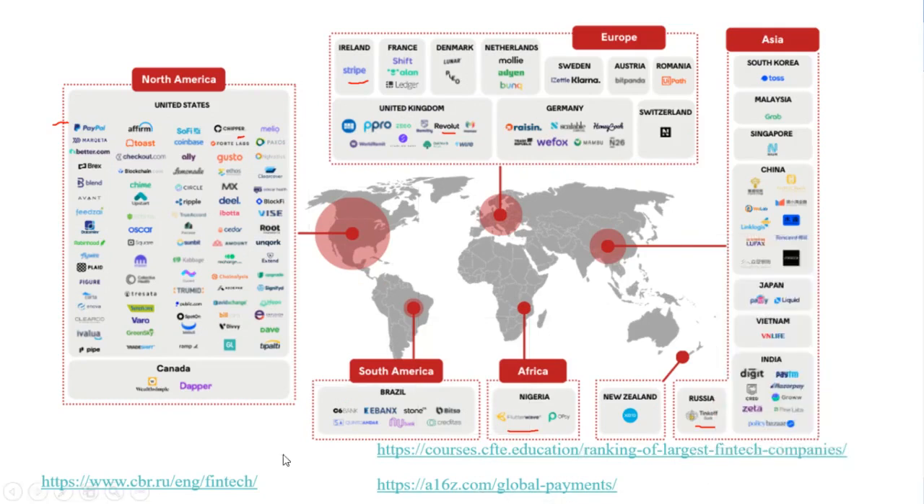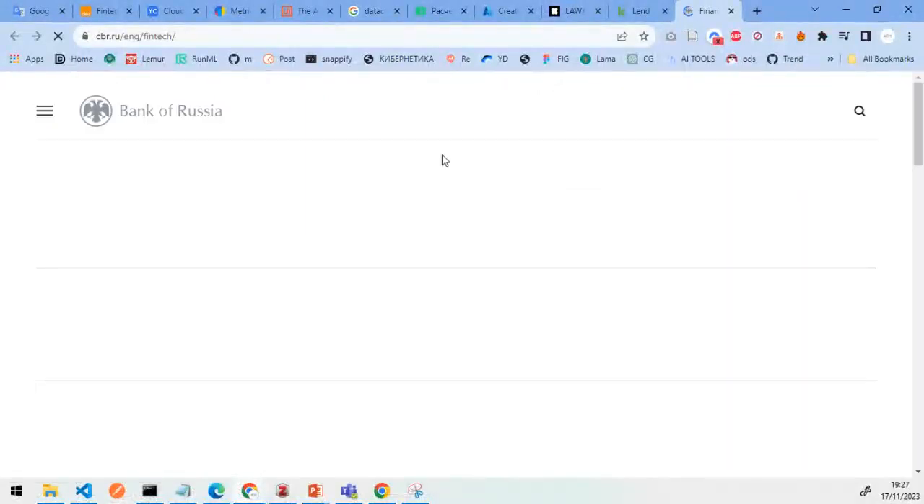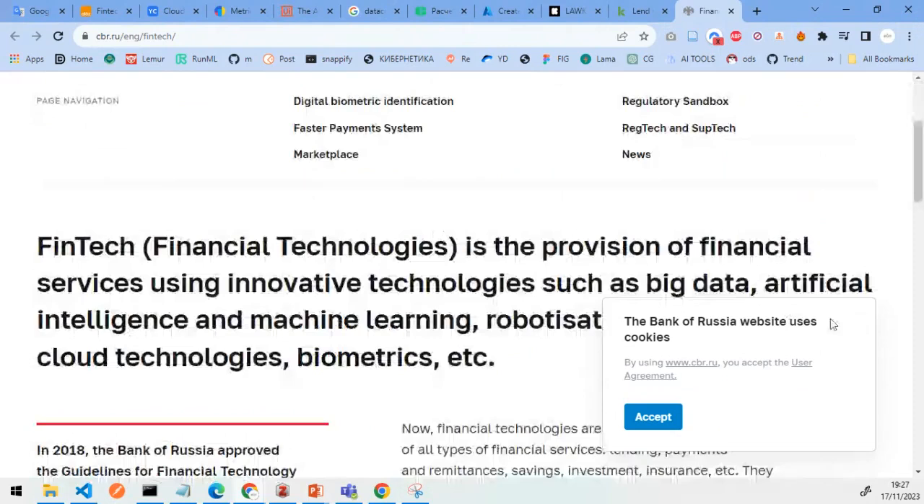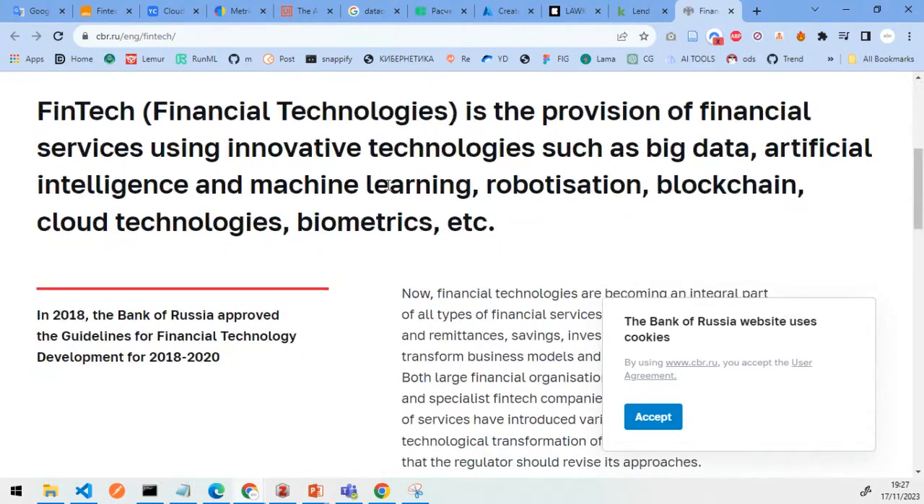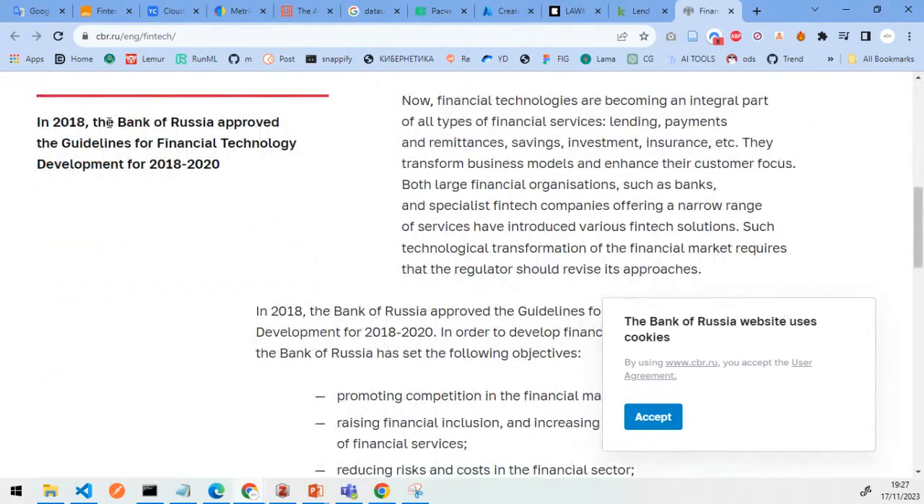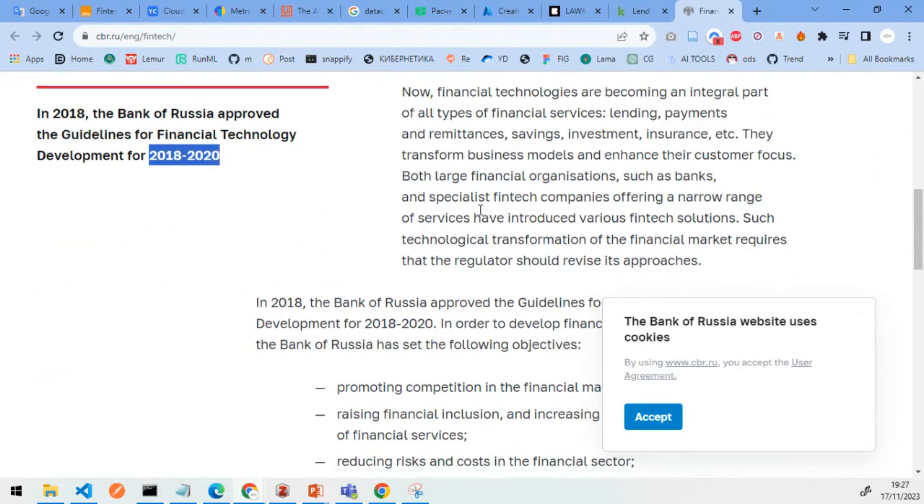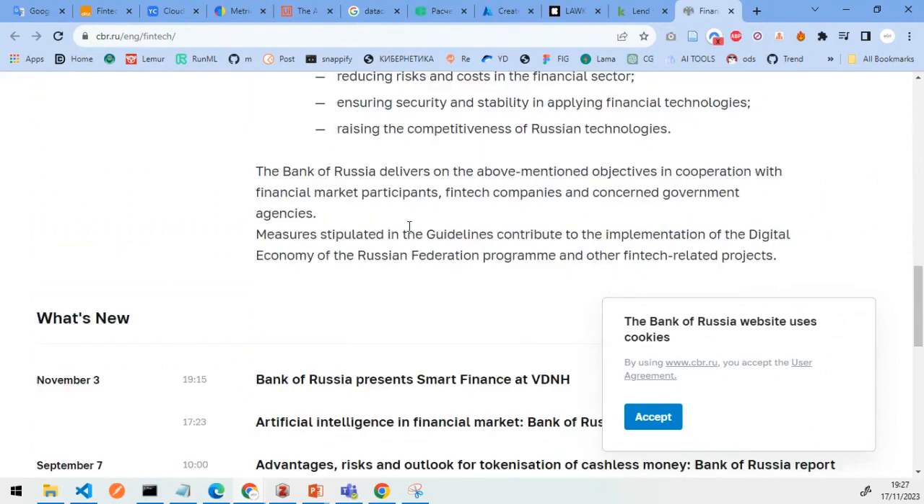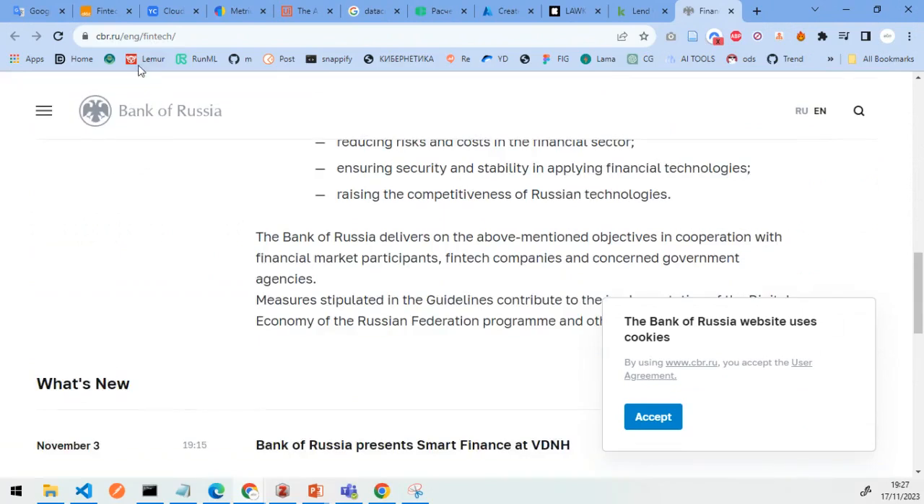All right. So I'm just giving you information from the Russian Central Bank here. The Bank of Russia also has some information about fintech, because in 2018 the Bank of Russia approved a guideline for financial technology development for 2018 to 2020. So they built a guideline that is going to help a lot of companies build upon. And it's one of the websites you can check.